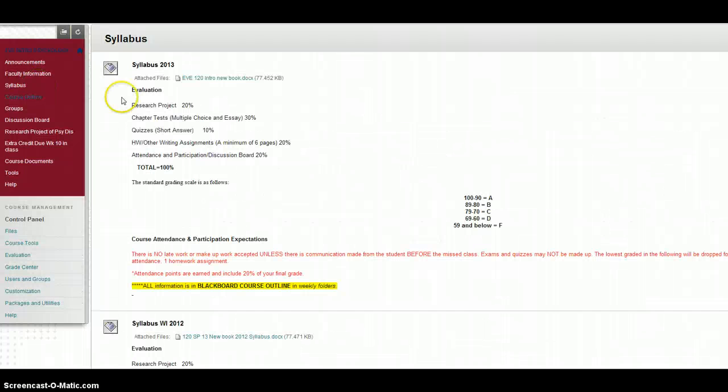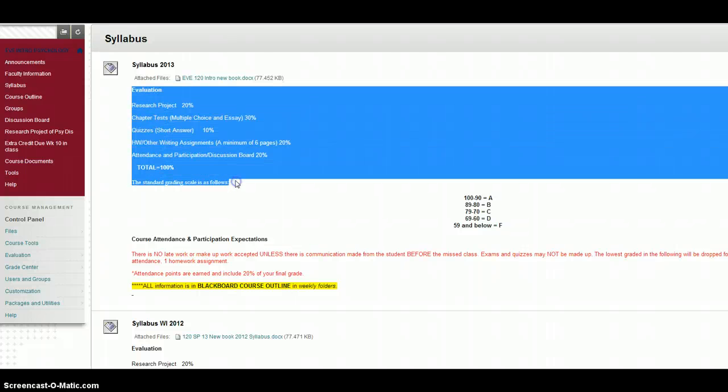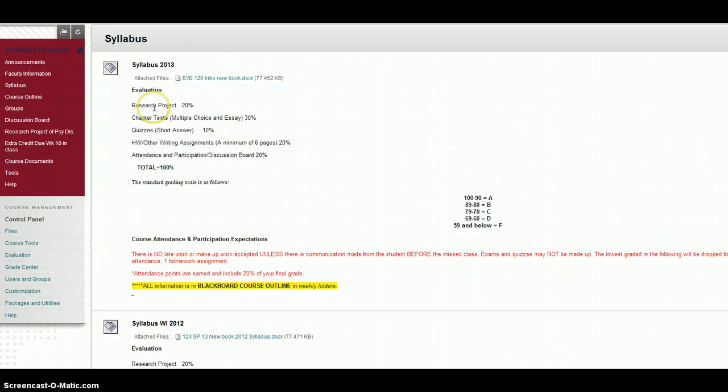If you want detailed information about the course, here's where you'll find the syllabus. And if you click on this and open it up, you'll get the Word document of the entire syllabus with the details of the course. I also, just to reiterate, two things, such as how I evaluate the course for your final grade. The research project is 20%, tests are 30%, quiz 10%, homework 20%, and attendance 20%. And it's the standard grading scale.